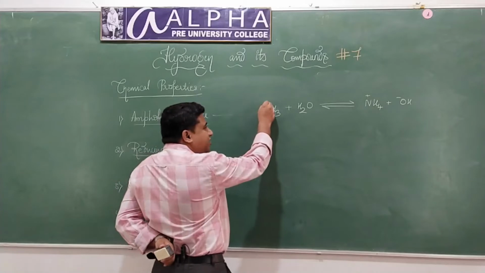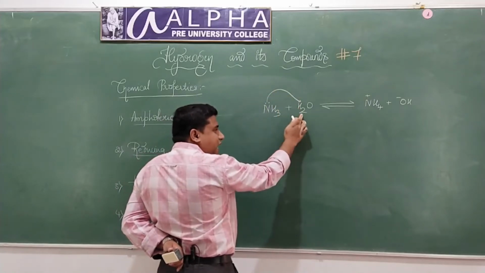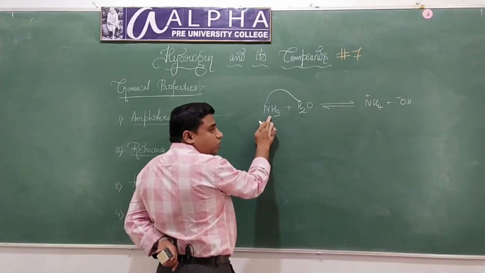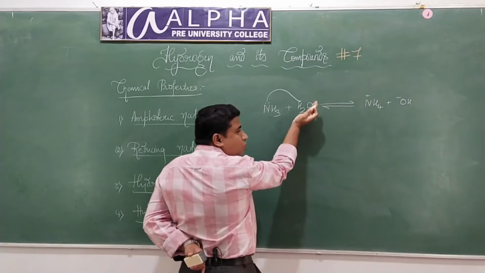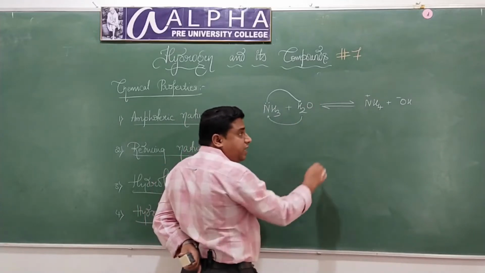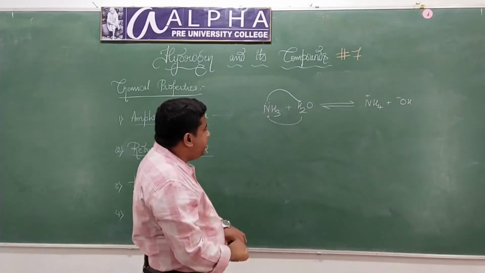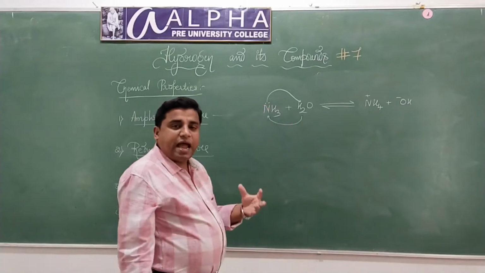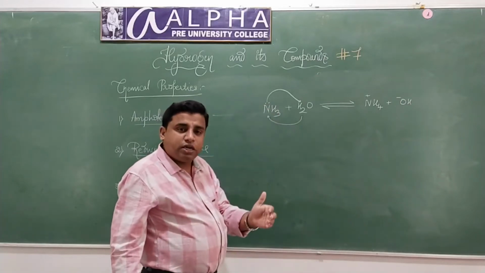When nitrogen accepts H plus ion from water, it will form NH4 plus. When water gives one hydrogen to NH3, it will become what? OH minus, isn't it? That means here NH3 is acting as H plus ion acceptor and water is acting as H plus ion donor.